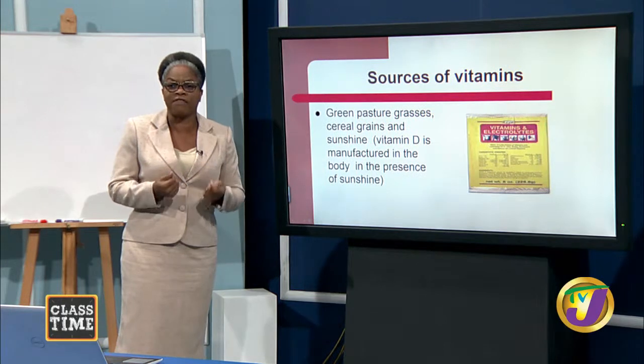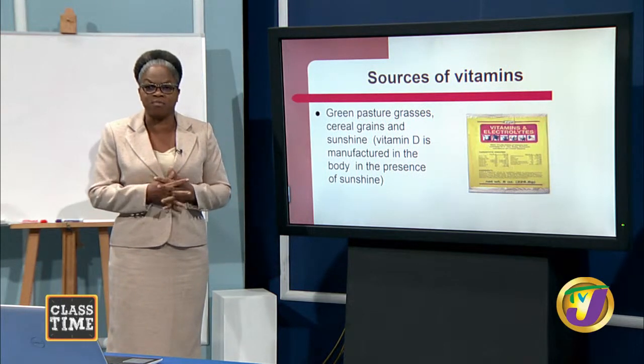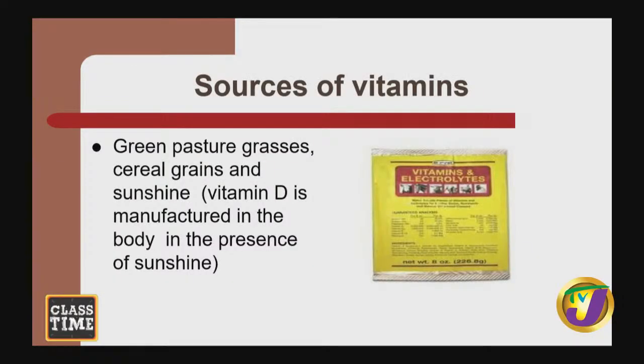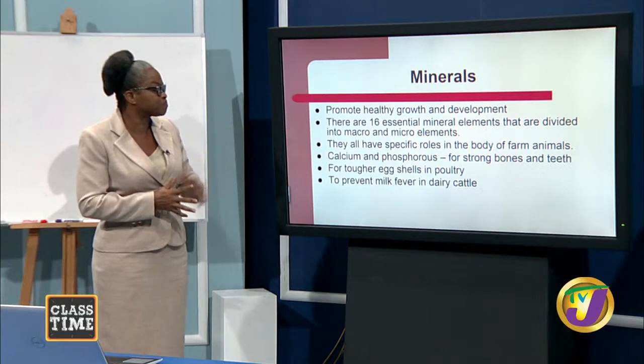And so we are able to get vitamins from different sources. The farmer can buy the vitamins from the farm store. You can get supplements. And then also the animals are able to get vitamins from the pasture grasses and the cereal grains that they consume, and they can also obtain vitamin D from the sunshine. So there are different sources from which they are able to garner their vitamins.